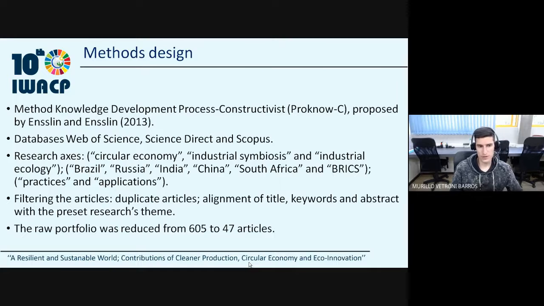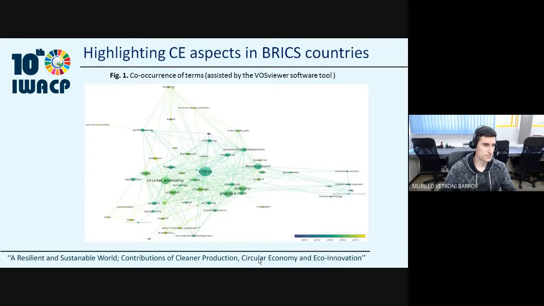Finally, the raw portfolio was reduced from 605 to 47 documents. Therefore, after applying the selection filters, the final portfolio was 47 articles.